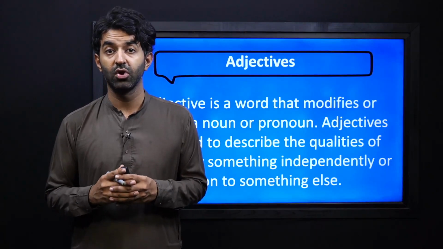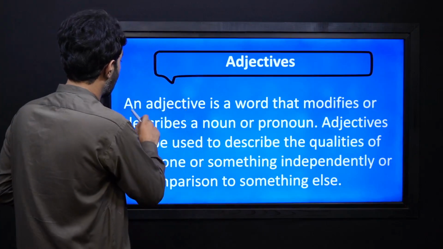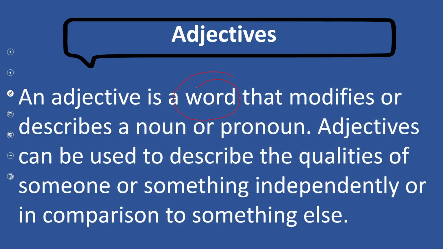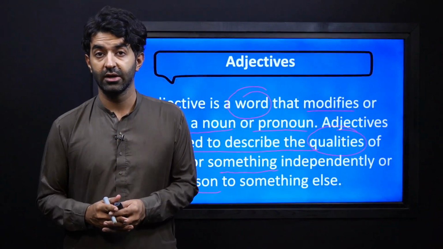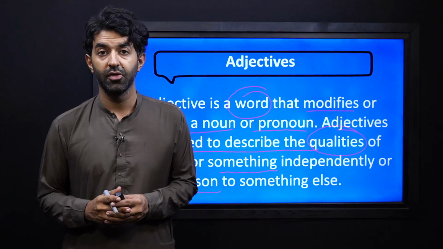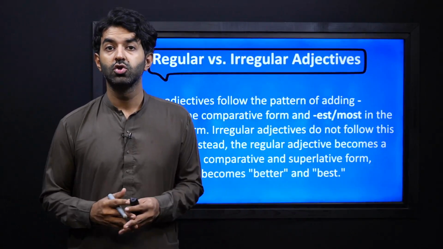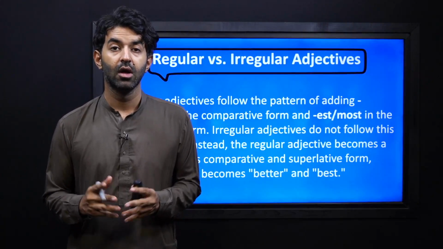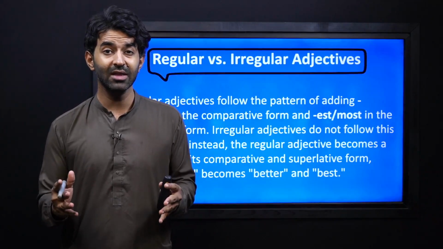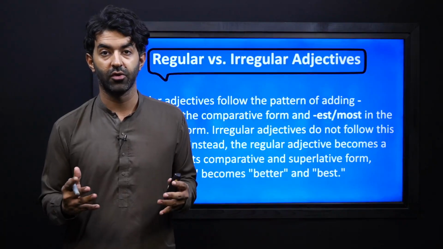I hope that you can retain from your memory that an adjective is a word that modifies or describes a noun or pronoun. Adjectives can be used to describe the qualities of someone or something, independently or in comparison to something else. So it means that we can use adjectives when we are comparing different things according to their qualities. Let's move on. Let's see that there are two major categories of adjectives, regular and irregular. First, let's learn their definition and see how they are different.